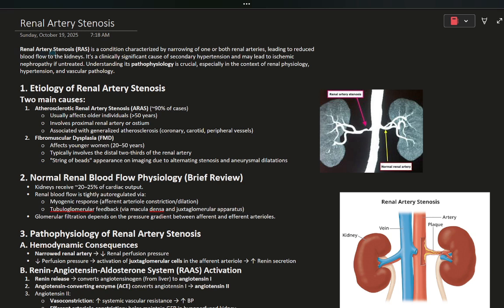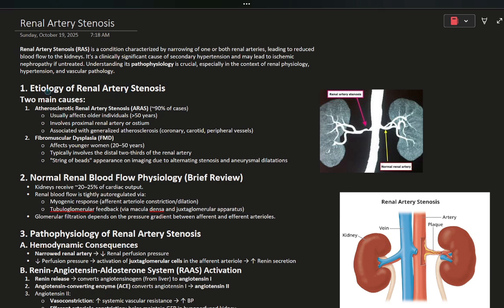So, in general, renal artery stenosis is a condition characterized by the narrowing of one or both renal arteries, which leads to reduced blood flow to the kidneys. It is a clinically significant cause of secondary hypertension, and it can lead to ischemic nephropathy if untreated. Understanding its pathophysiology is important, especially for understanding renal physiology, along with hypertension and vascular pathology.